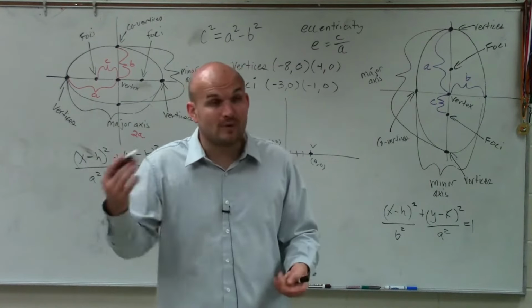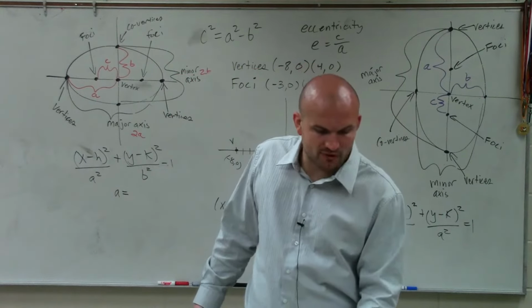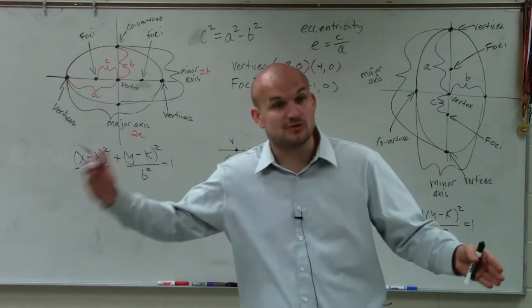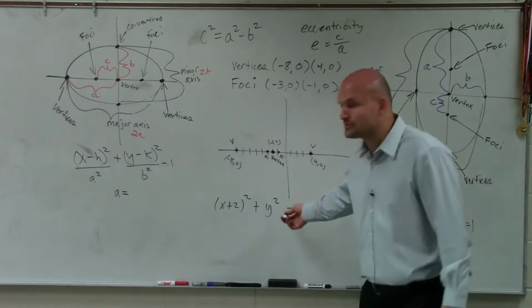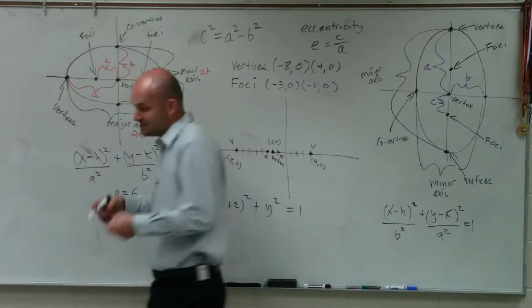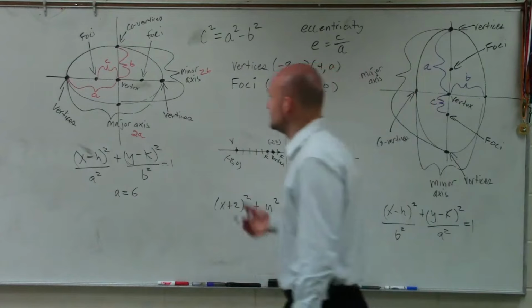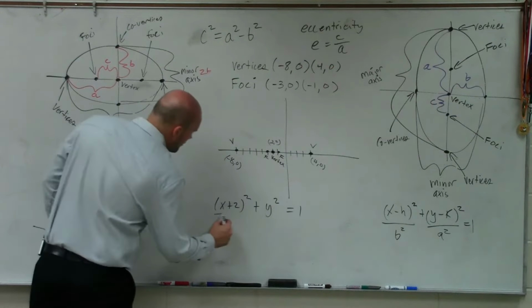P was always the distance from the vertex to the focus. But P would also go in the opposite direction. But in this case, guys, we're squaring it, right? So it doesn't matter. The value of A, the absolute distance from the vertex to the vertices, is 6. So when I square that, I get 36.